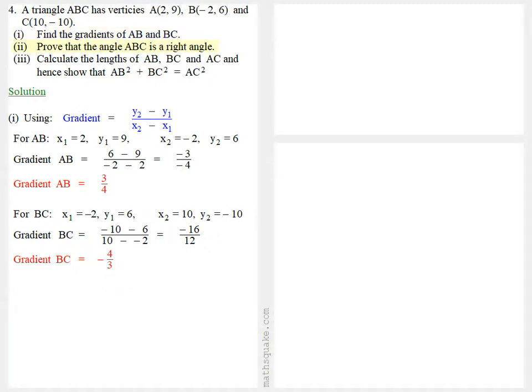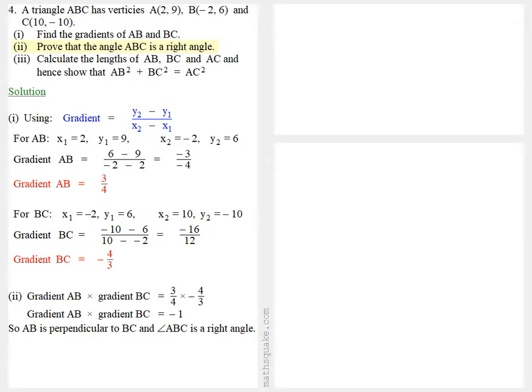Now in part 2 we have to prove the angle ABC is a right angle. Well, if we take the gradient of AB and we multiply it with the gradient of BC, we get 3 over 4 times minus 4 over 3, which cancels to minus 1. And if the two gradients multiply to make minus 1, it means the lines are perpendicular. So the angle ABC is a right angle.